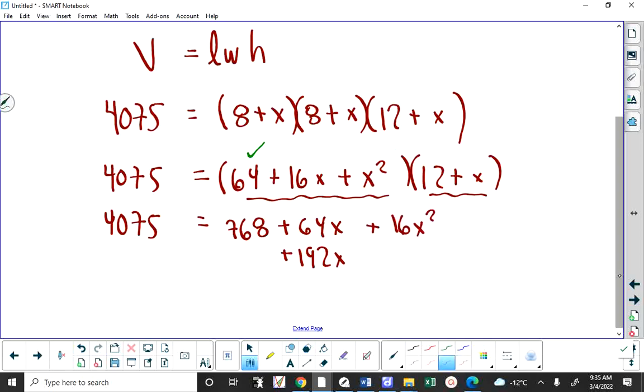And I'm done now with the 16x, so now I move on to the, not to the 12, to the x squared. x squared times 12 is 12x squared. x squared times x is x cubed.